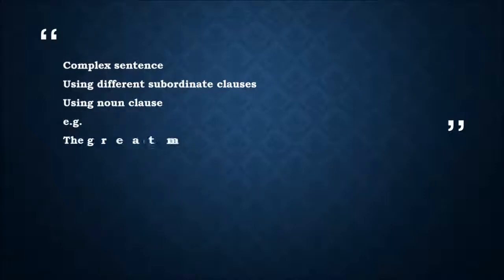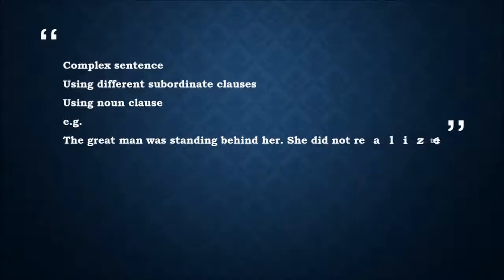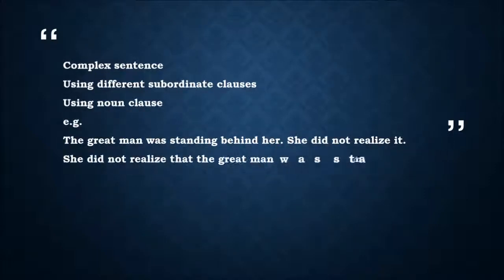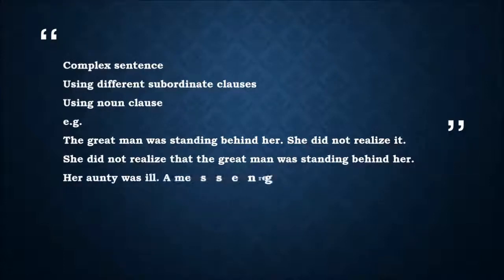C. Complex sentence. 1. Using different subordinate clauses. Using noun clause. E.g. The great man was standing behind her. She did not realize it. She did not realize that the great man was standing behind her. Randy was ill. A messenger cannot say this. A messenger cannot say that Randy was ill.